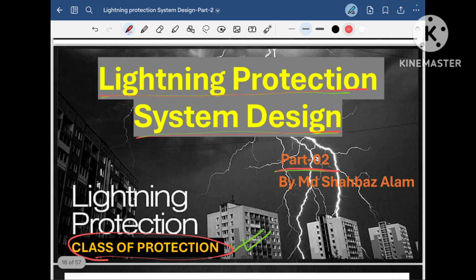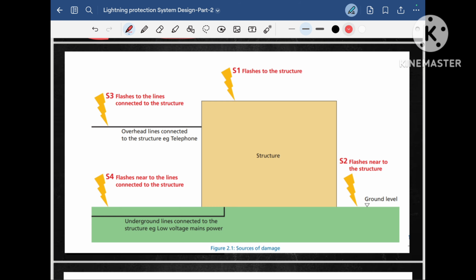Let's start this video. As we know, lightning strikes can happen anywhere. So for our project, there is a possibility that the lightning flashes to the structure from anywhere, from the top, from the side. Lightning can strike directly to our structure. This is the first possibility. The second possibility is that the lightning strikes near our project, not over the structure but nearby, near to our structure.